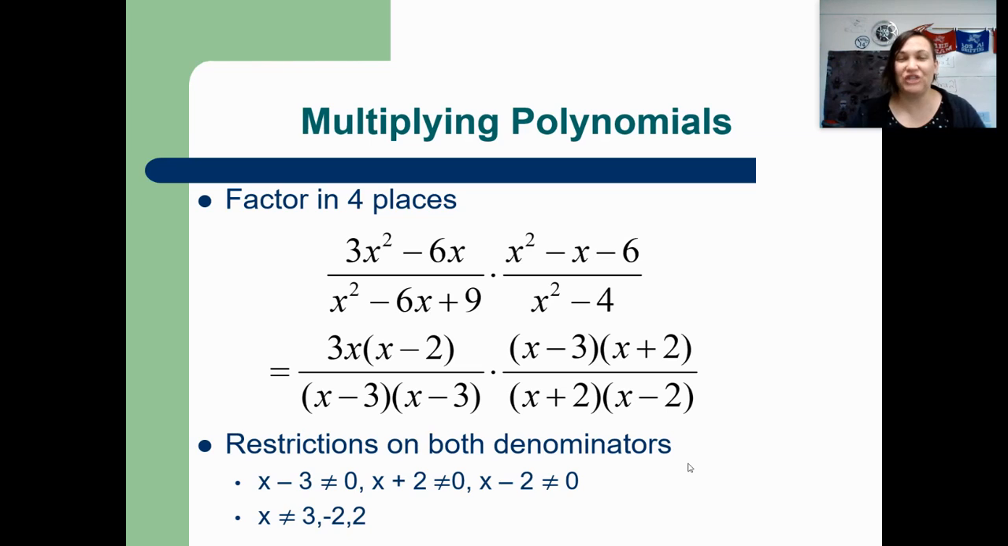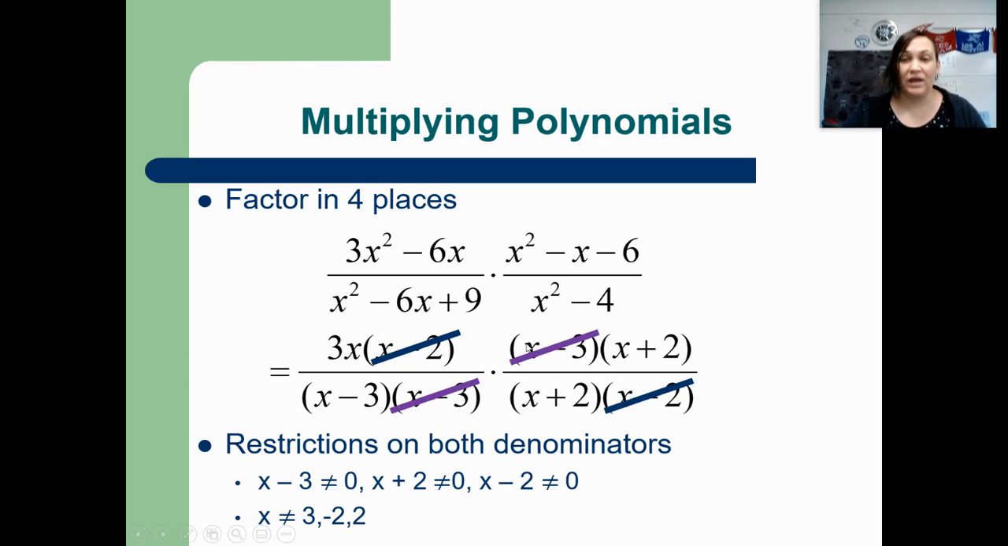Once you've stated your restrictions, now you can start canceling. Remember, it's 1 for 1, 1 on top with 1 on the bottom. They can be on the same fraction or different fractions. Also remember that parentheses can only cancel with other parentheses that are 100% the same. So I can cancel out the x minus 2 with the x minus 2.